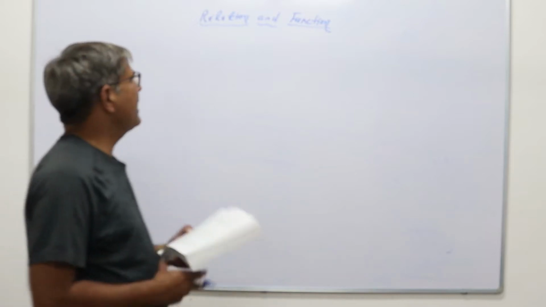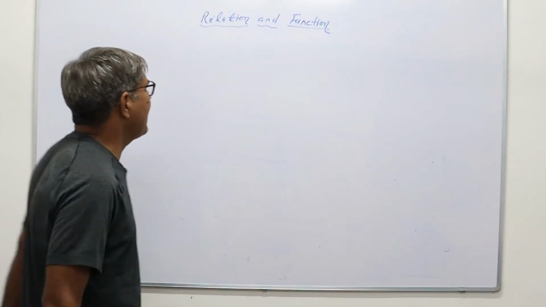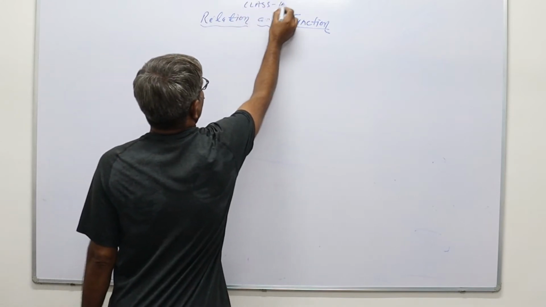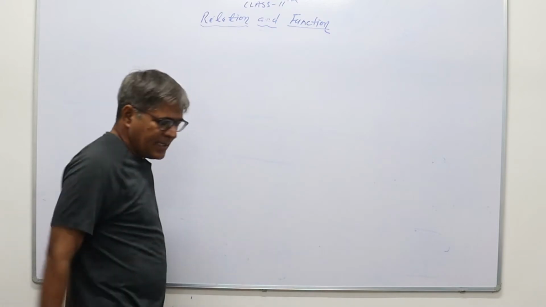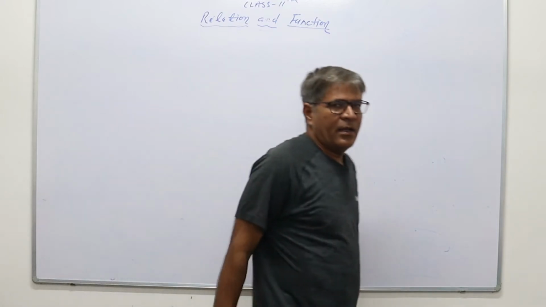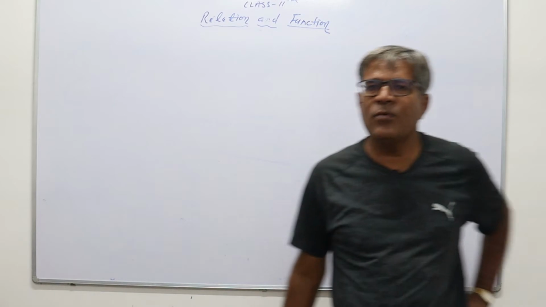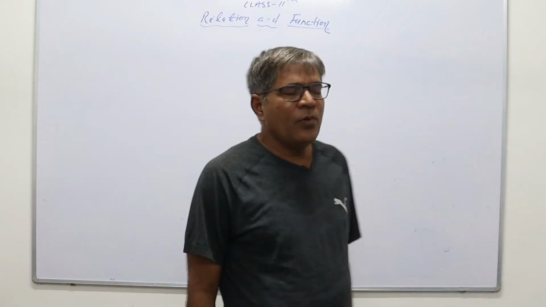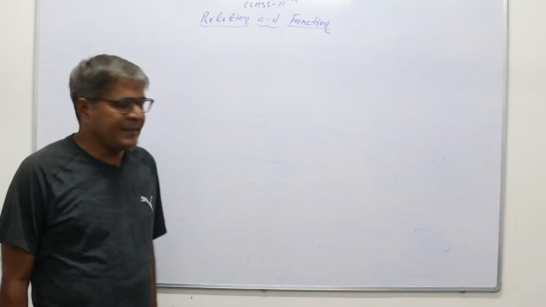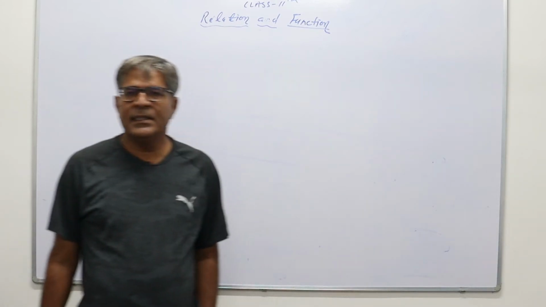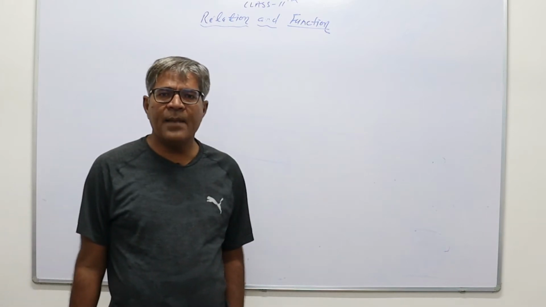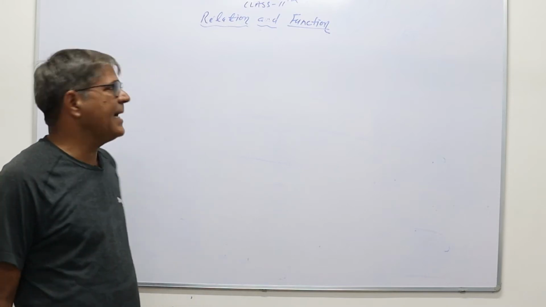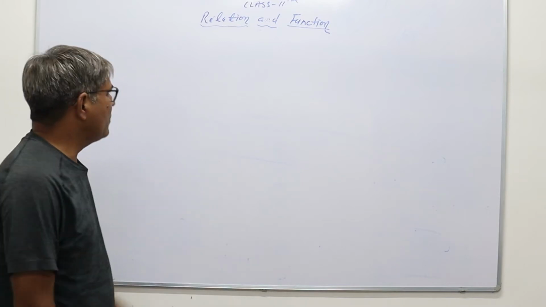Good morning, students. Class 11, second chapter, Relations and Functions. Yesterday, we discussed the Cartesian product of two given non-empty sets, equality of ordered pairs, and some applications from Exercise 2.1 NCERT. Today we will proceed to the next question.